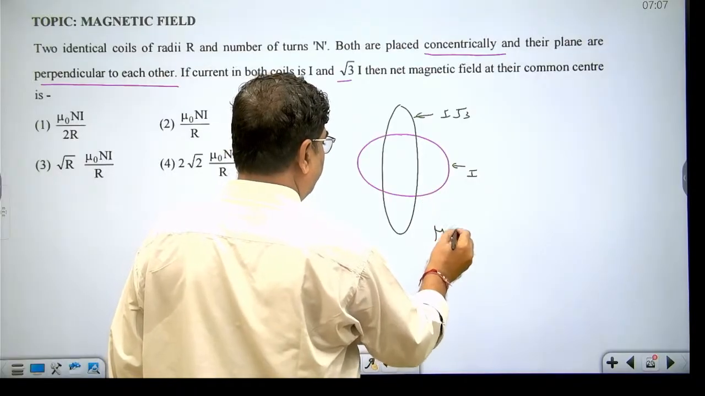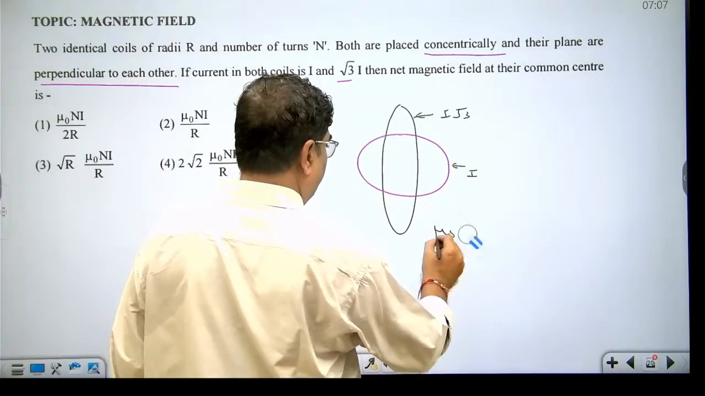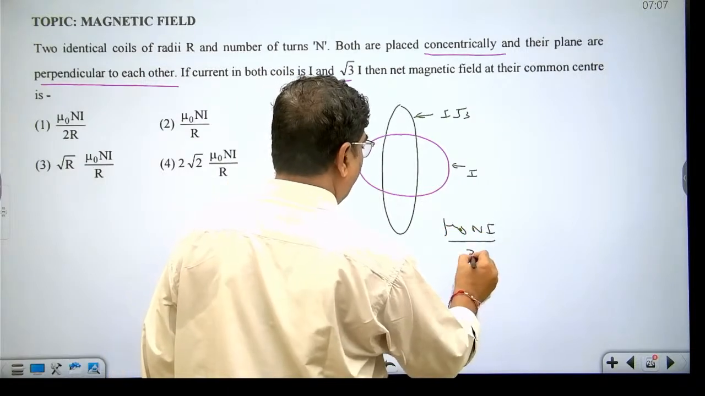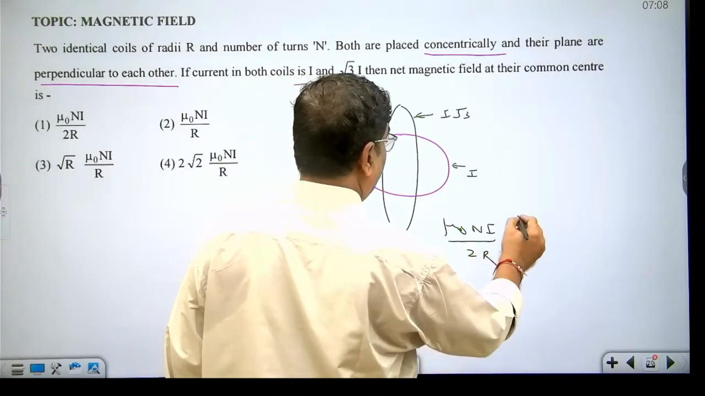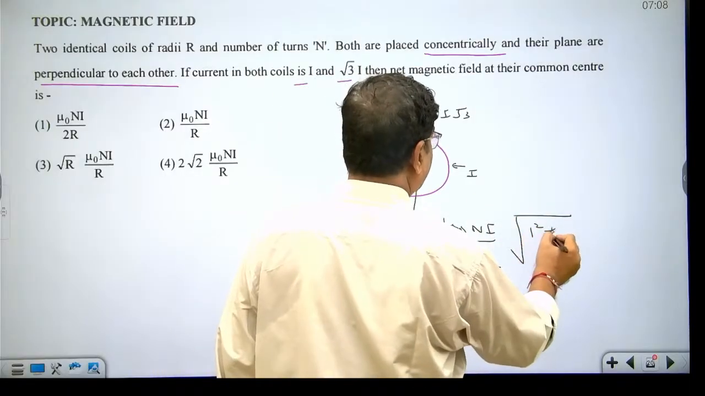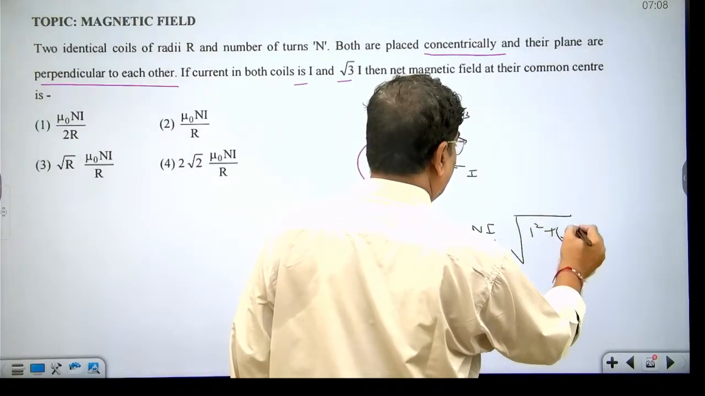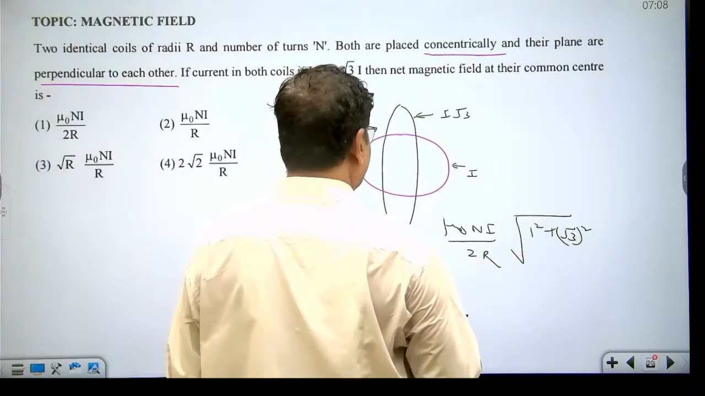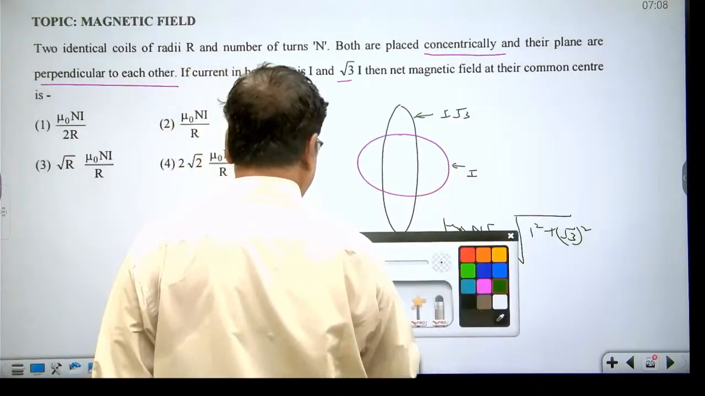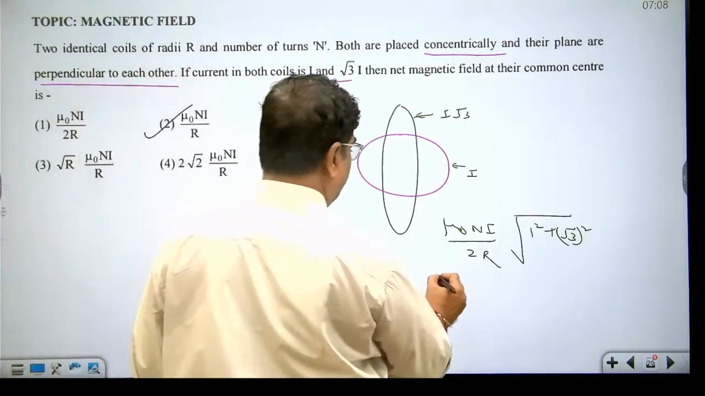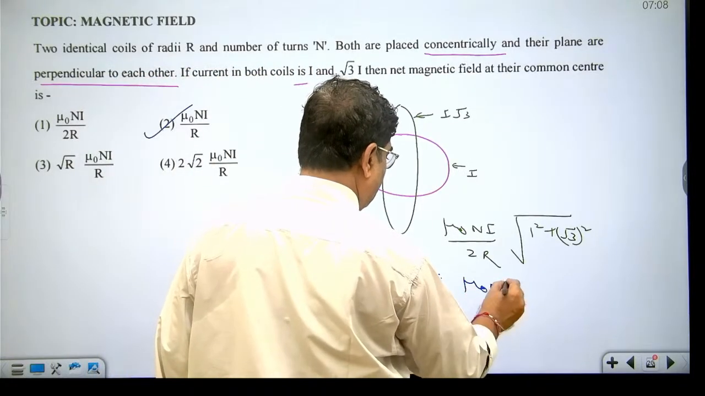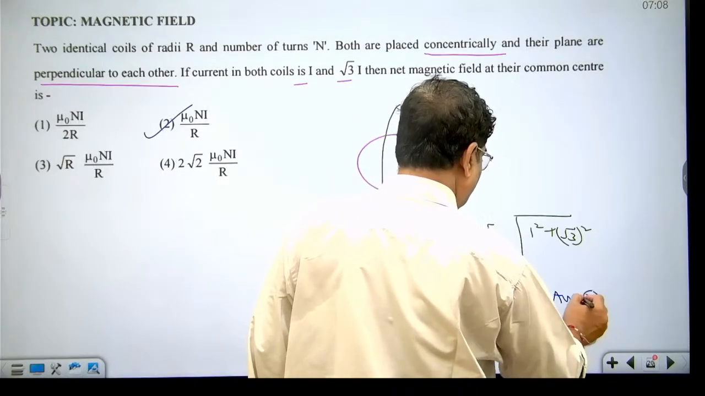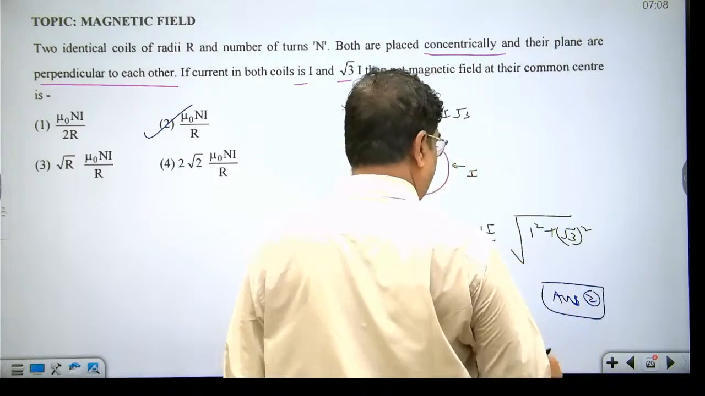So the magnetic field is mu 0 N I upon 2R times under root 1 square plus under root 3 square. Under root of 3 plus 1 is 4, and root 4 is 2. So the 2 will get cancelled. So mu 0 N I upon R. So out of 4 choices, the correct choice is option 2. So option 2 is the correct answer.